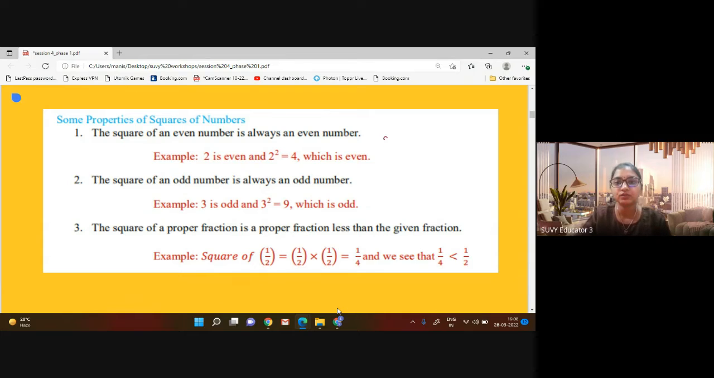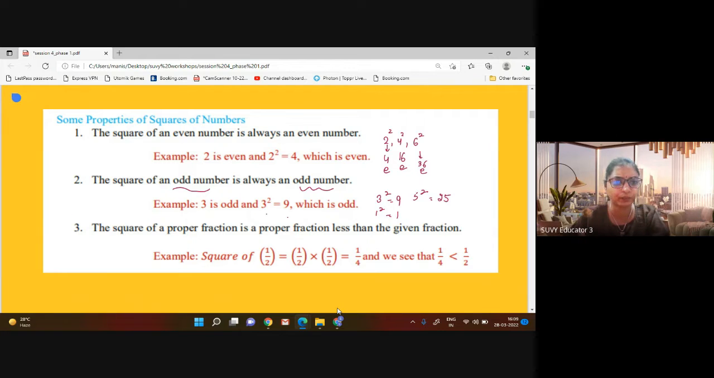It means 2, 4, 6, for example. 2 square is 4, 4 square is 16, 6 square is 36. 4 is an even number, 16 again an even number, 36 again an even number. In the same way, when you square an odd number, you will get an odd number. Like 3 square is 9, 1 square is 1, 5 square is 25. If the square of an even number becomes even, the square of an odd number becomes odd. Is it clear till there?